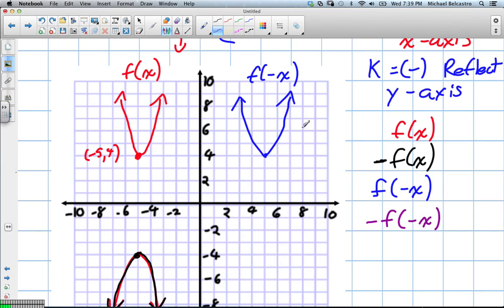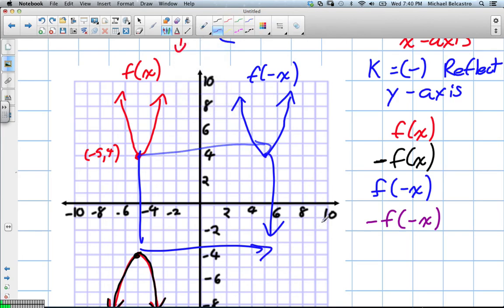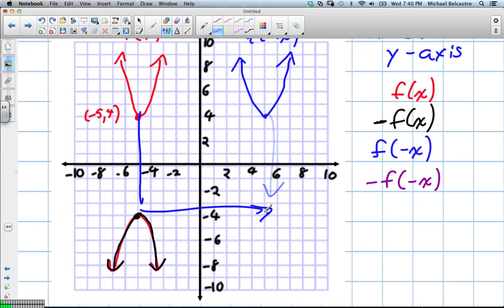Now let's say our last one, I do negative f at -x. Both of them. So if I flip it on both of them, think of it like I go to here first, and then I flip it downwards, or I flip it downwards first, and then I go over to here. So this guy's going to end up all the way down here. And that would be both reflections.